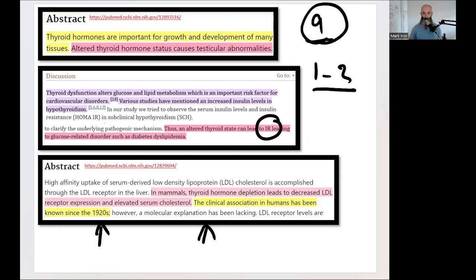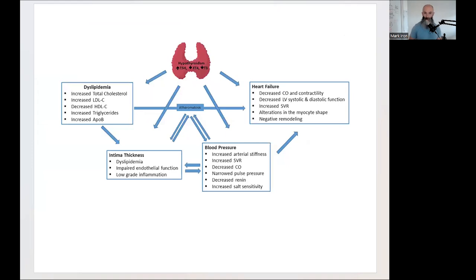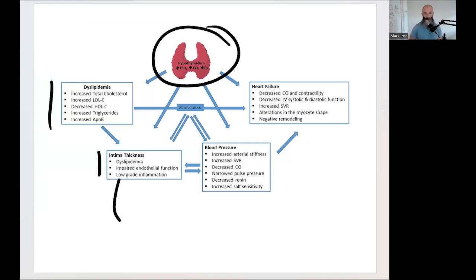So in mammals, thyroid hormone depletion leads to decreased LDL receptors. So your LDL stays up high, you have less expression, so you've got elevated cholesterol. So why don't they fix your thyroid if your cholesterol is too high? No, they'd rather prescribe drugs because it's a multi-billion-dollar-a-year industry. So that's just something to think about there. And again, thyroid issues, dyslipidemia, thickening of the artery wall, blood pressure increases, and your heart doesn't work too splendidly.